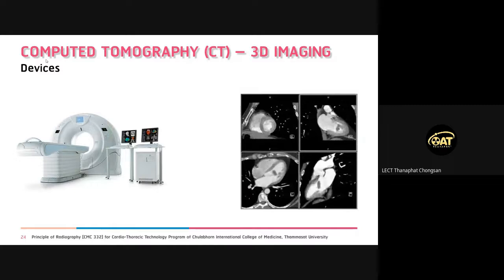Okay, this is a cardiac CT image. We can see a bright area in the heart chamber. We will know how it happened from the next slide.